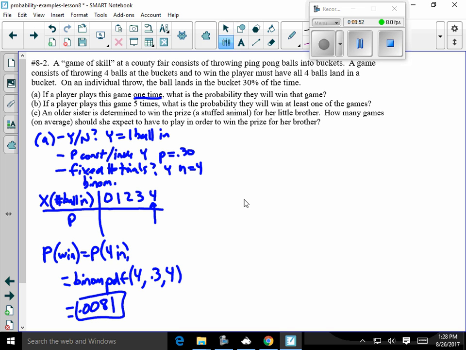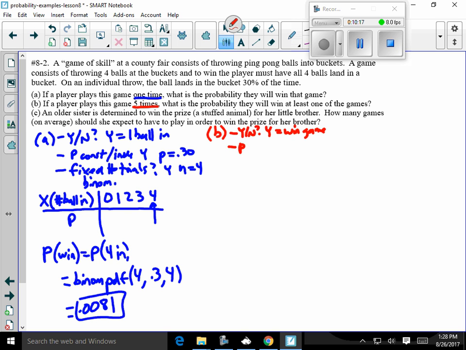Okay, for the second part, it says now the player is going to play 5 games, right? What's the probability that they'll win at least one of the games? So the random variable here is not going to be the number of balls going in buckets. It's going to be the number of games that are played, right? So I could say, well, do I have a yes or no situation? Yes, right? What we're talking about is yes equals winning a game, not a ball going in.